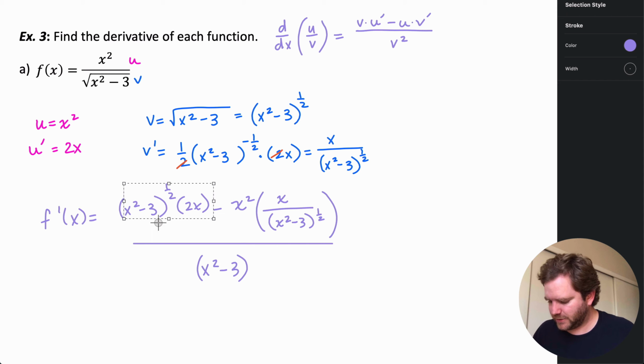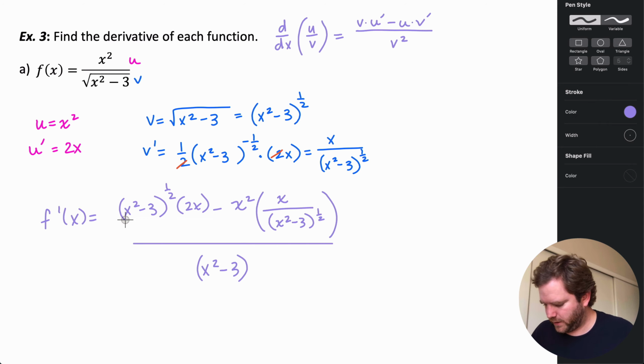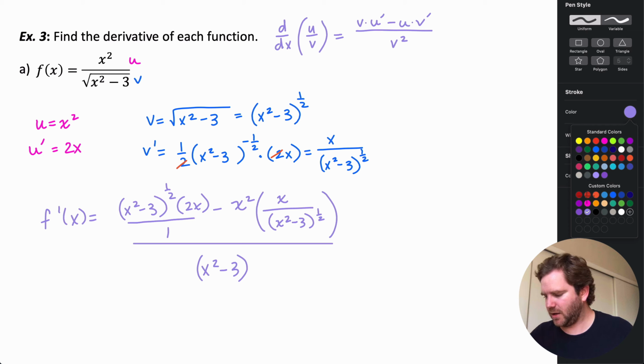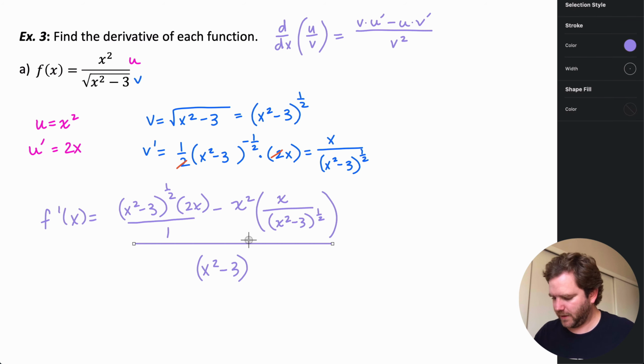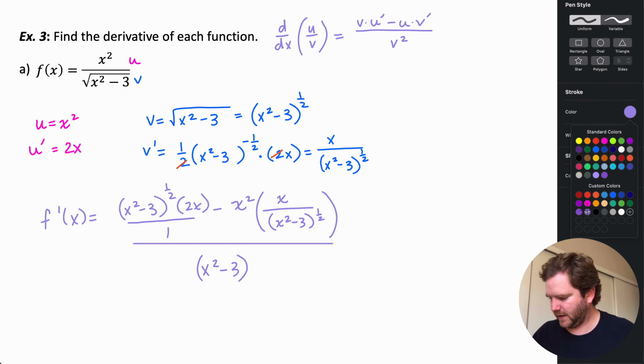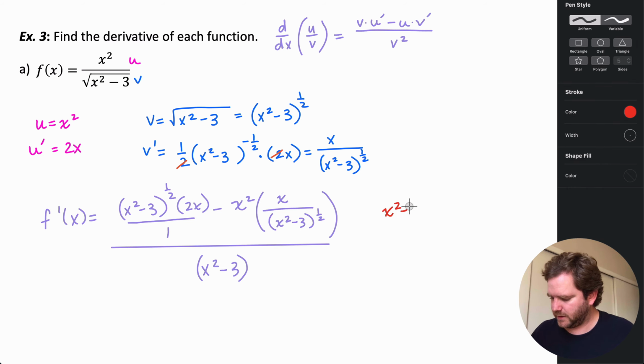So we can kind of imagine all of this here being over 1. And to get rid of our fraction in a fraction, we're going to have to multiply by the common denominator of these two pieces. And the only real denominator that isn't 1 is going to be this x squared minus 3 to the 1/2. So we're going to multiply both top and bottom by x squared minus 3 to the 1/2 here. X squared minus 3 to the 1/2 on top and bottom.